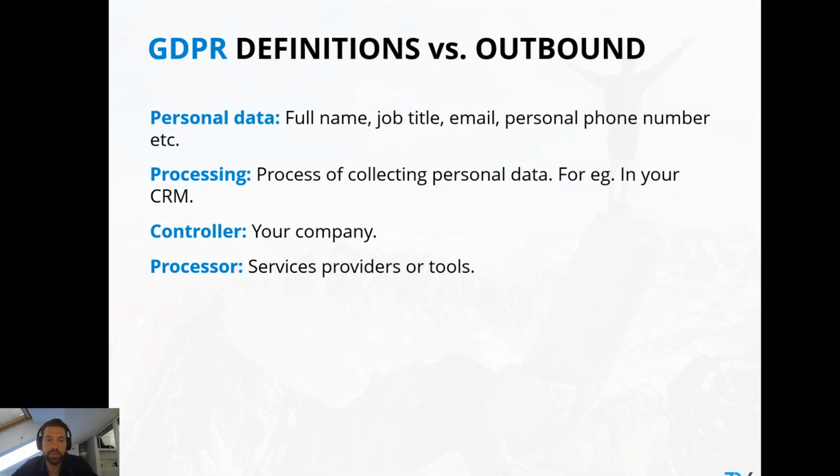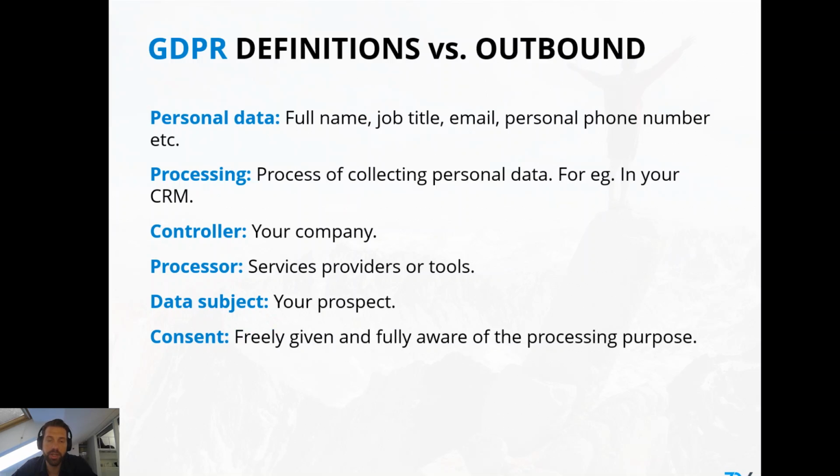Processors are the tools that you use. For example, if you use Google Docs or a CRM to process the data, the tools are processors. The data subject is your prospect, so your leads are data subjects. Consent means that they have freely given it and they are fully aware that you're processing their data and what the purpose is. Of course, when we put prospects in our CRM because we found them on LinkedIn and so on, they definitely did not give us any consent and they are not aware of it.